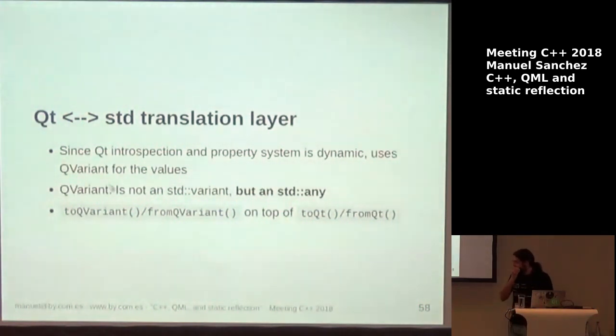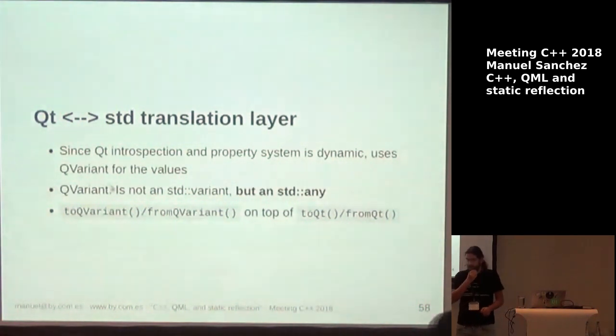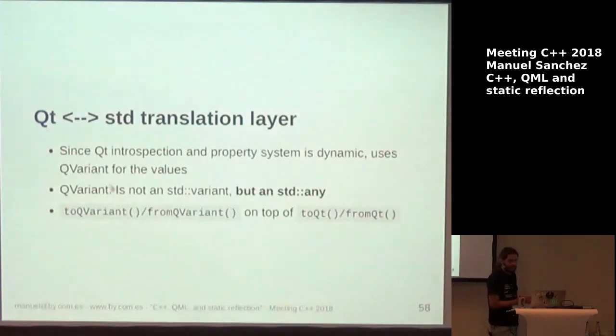Qt, since the runtime introspection system of Qt and its property system, it's completely done at runtime. Okay. So to represent values, it uses a type erased type. That's called QVariant. Okay, not to be confused with std::variant. It's completely the opposite thing.